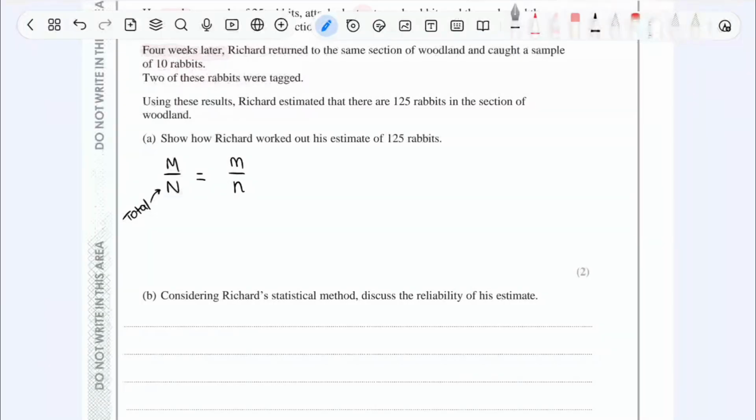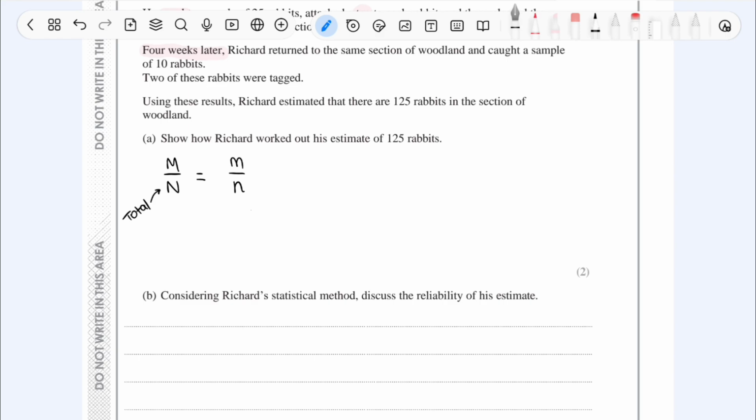Uppercase M demonstrates the number in our original sample, or the first sample. Lowercase n, on the other hand, represents the number of our second sample. And lowercase m shows how much of that second sample were originally tagged. Now, this is all clutter, so I'm going to make them disappear.